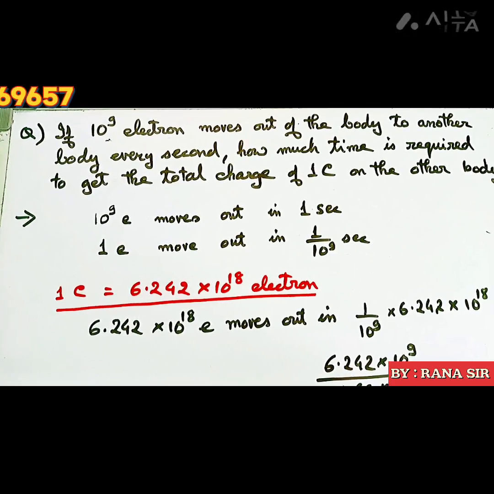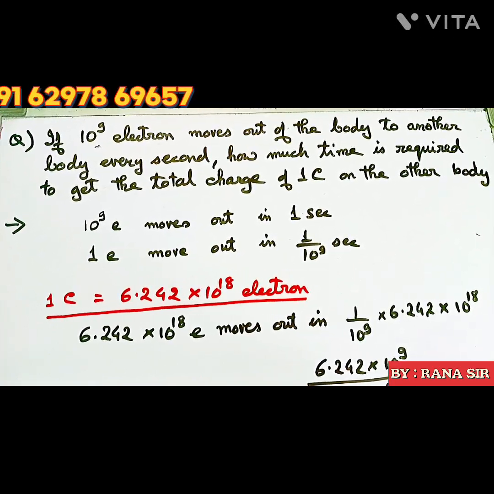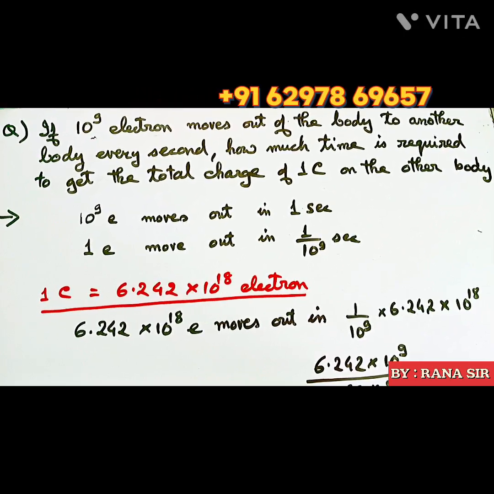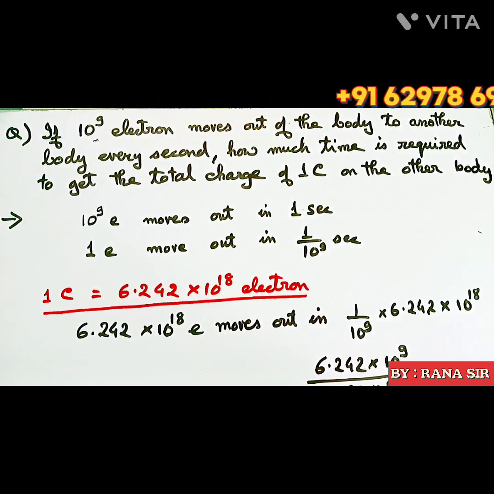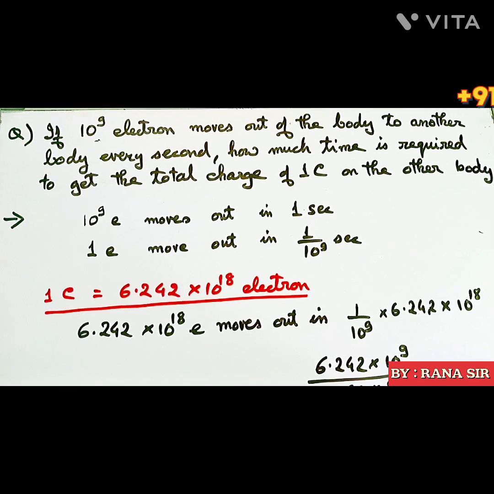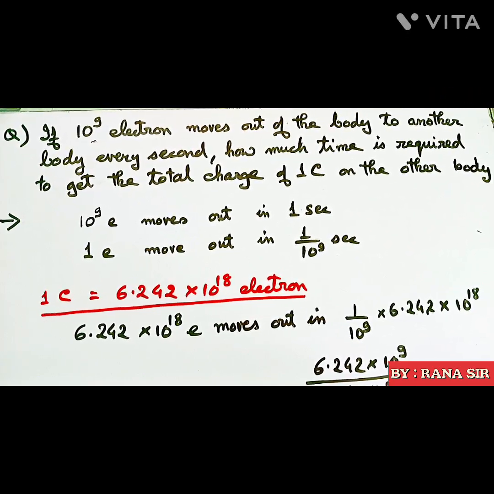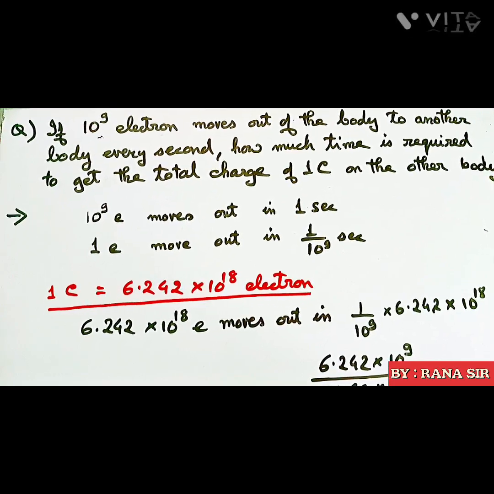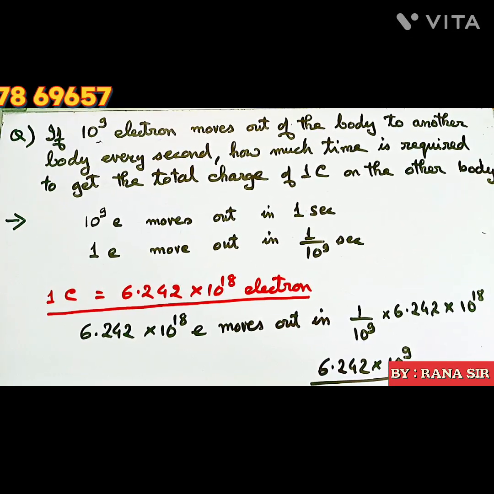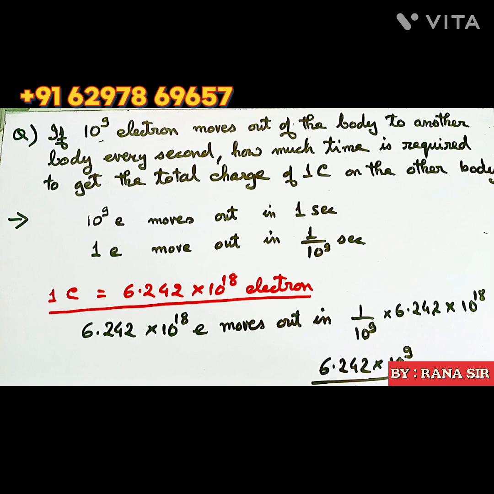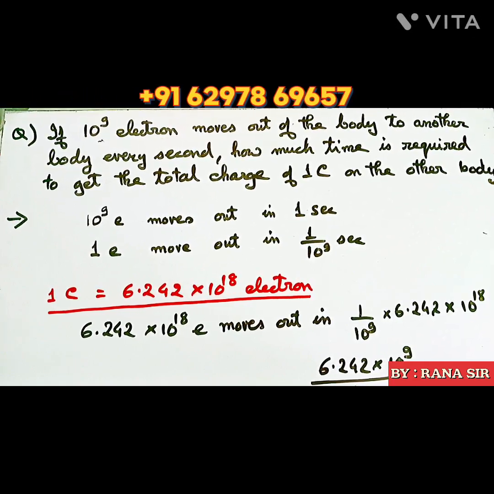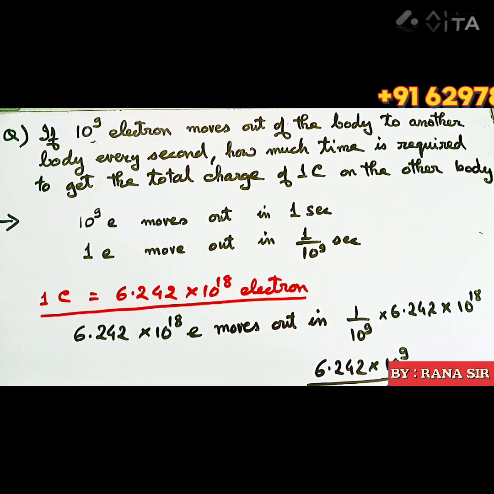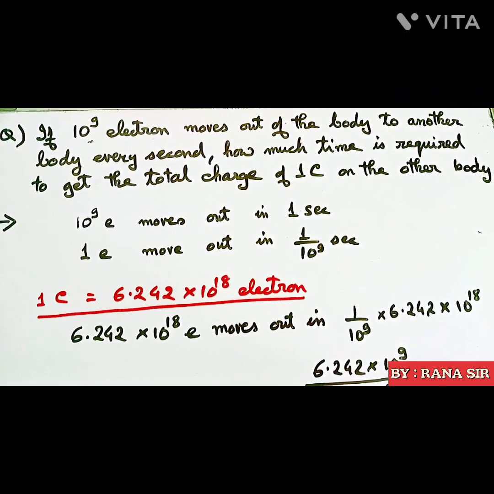So the first question in NCERT states that if 10 to the power of 9 electrons move out of a body to another body every second, how much time is required to get the total charge of 1 coulomb on the other body? Let's understand the question. 10 to the power of 9 electrons move from one body to another in 1 second. We have to find out in what time the other body receives a total charge of 1 coulomb.